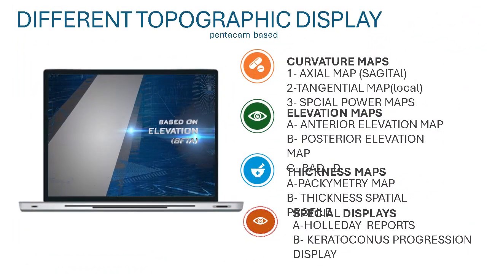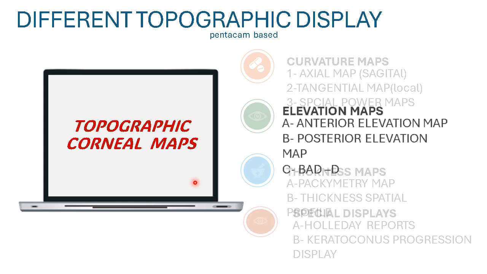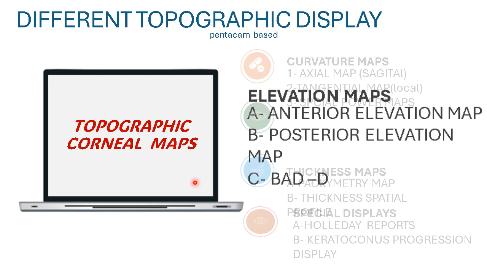Now, after we finish the curvature maps, all the types of the curvature maps and the power maps, the time came for the elevation maps, that we have to speak about in more detail, either the anterior and posterior elevation maps, and the special display, that's the BAD display or Belin-Ambrosio display for the elevation maps.